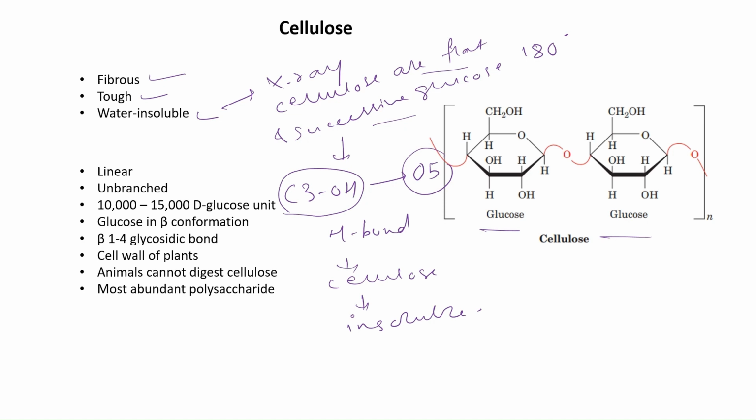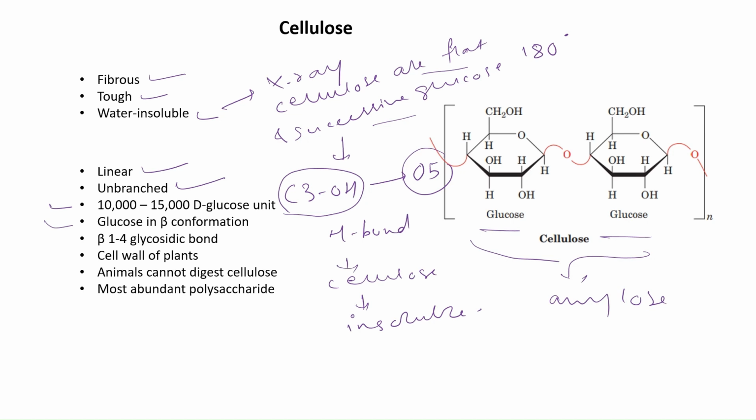Next, these are also linear and unbranched. The glucose units present are 10,000 to 15,000. If you see the structure, it looks like amylose because it is a linear chain. Amylose has a linear chain of glucose monomers, and cellulose also contains a linear chain of glucose residues. So it is like amylose.